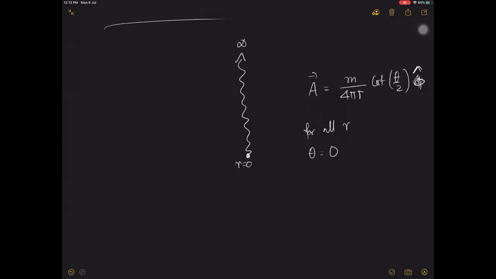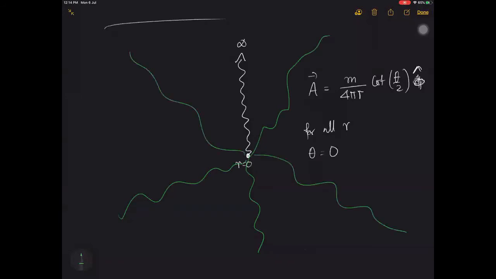Because of this line singularity running from 0 to infinity, I could choose this direction or this direction or any of these directions, you are welcome to write down. I need to have one string. This is basically what we will see as a feature of topological quantum numbers: even though the charge is at the origin, it has an associated non-local string which runs from the charge all the way to infinity.